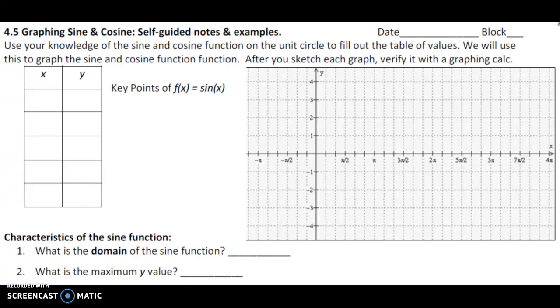For graphing sine, we're going to use the key points. So if you look at your unit circle, if you start at 0 radians, you'll notice the y value, because sine is always the y value, is 0. Then, if I keep moving around the unit circle till I find a whole number, I get to pi over 2, or 90 degrees, where the y value is 1.